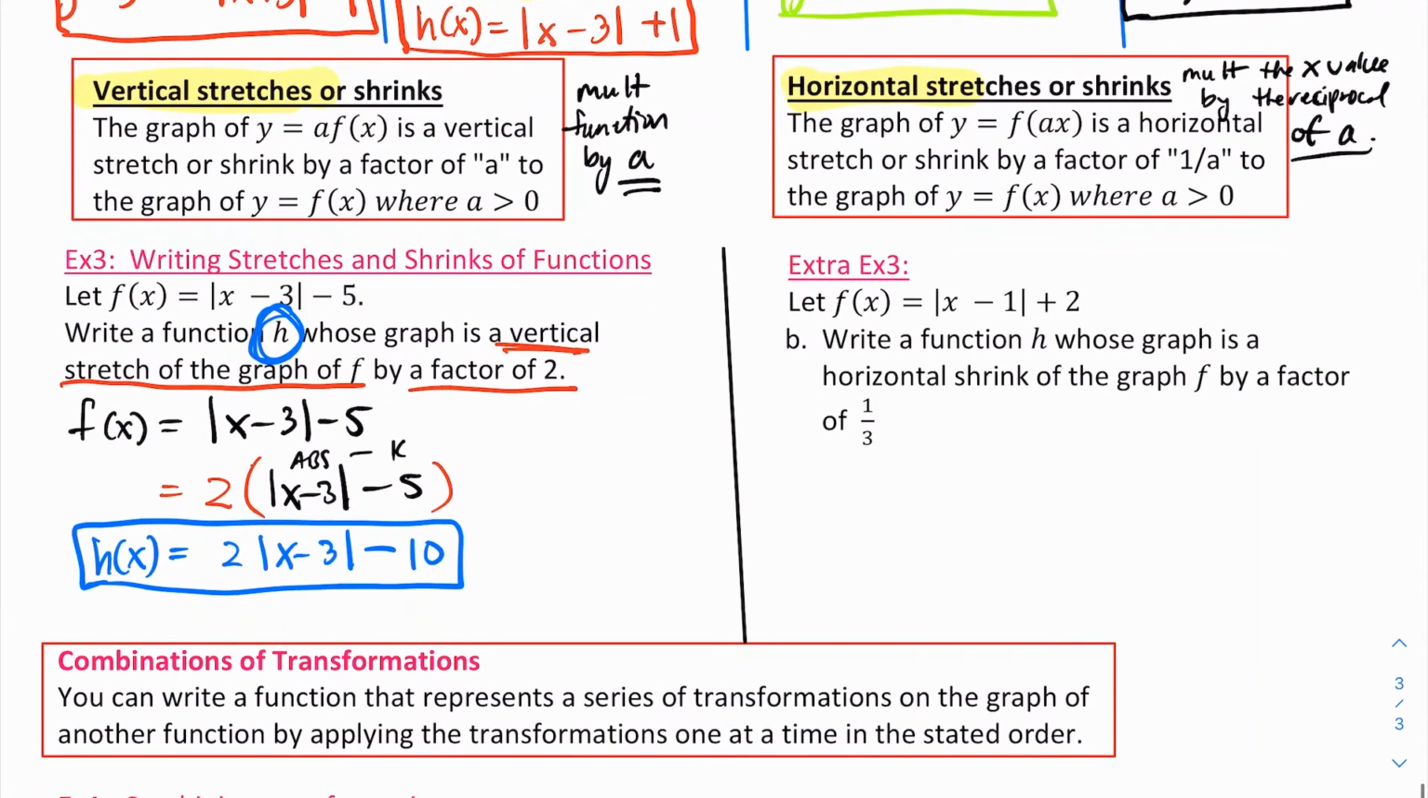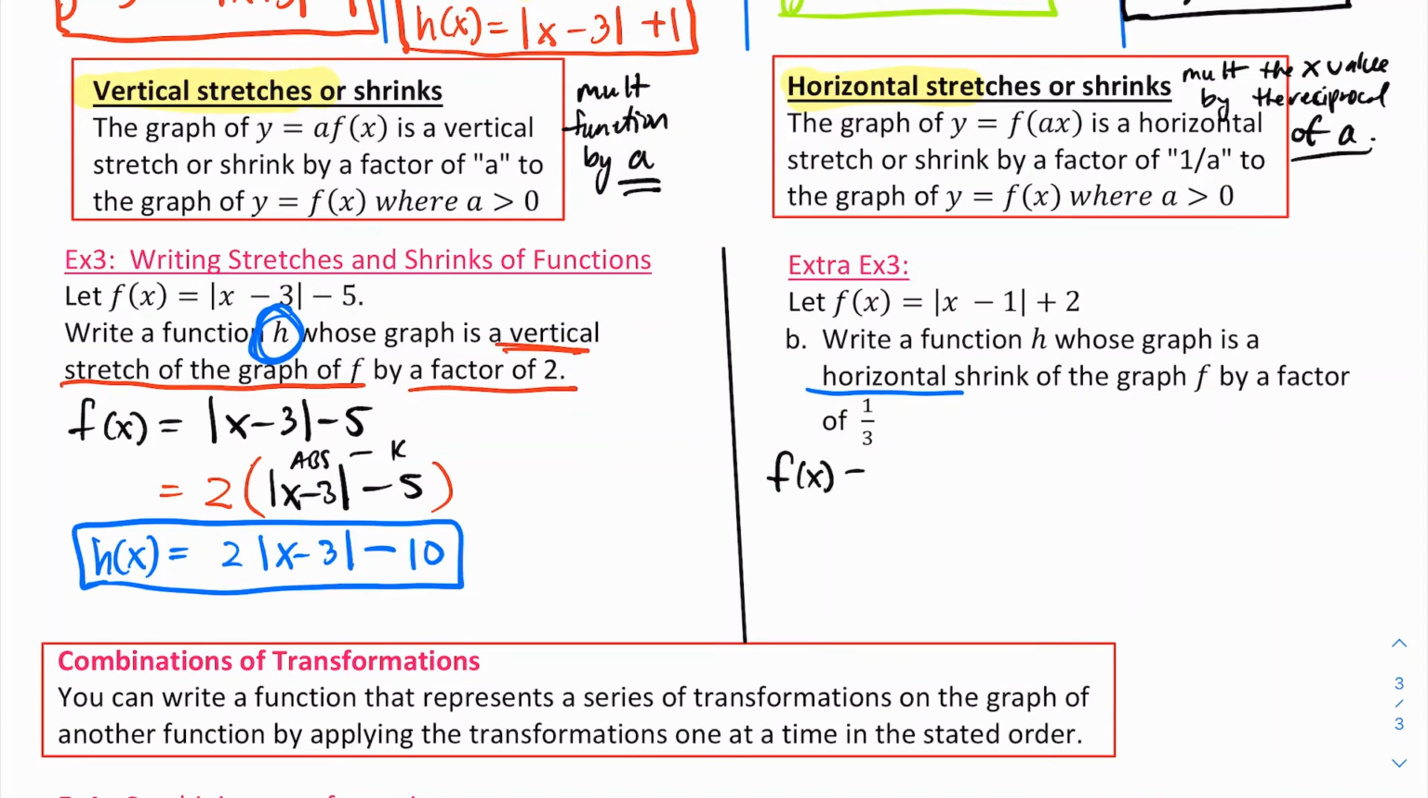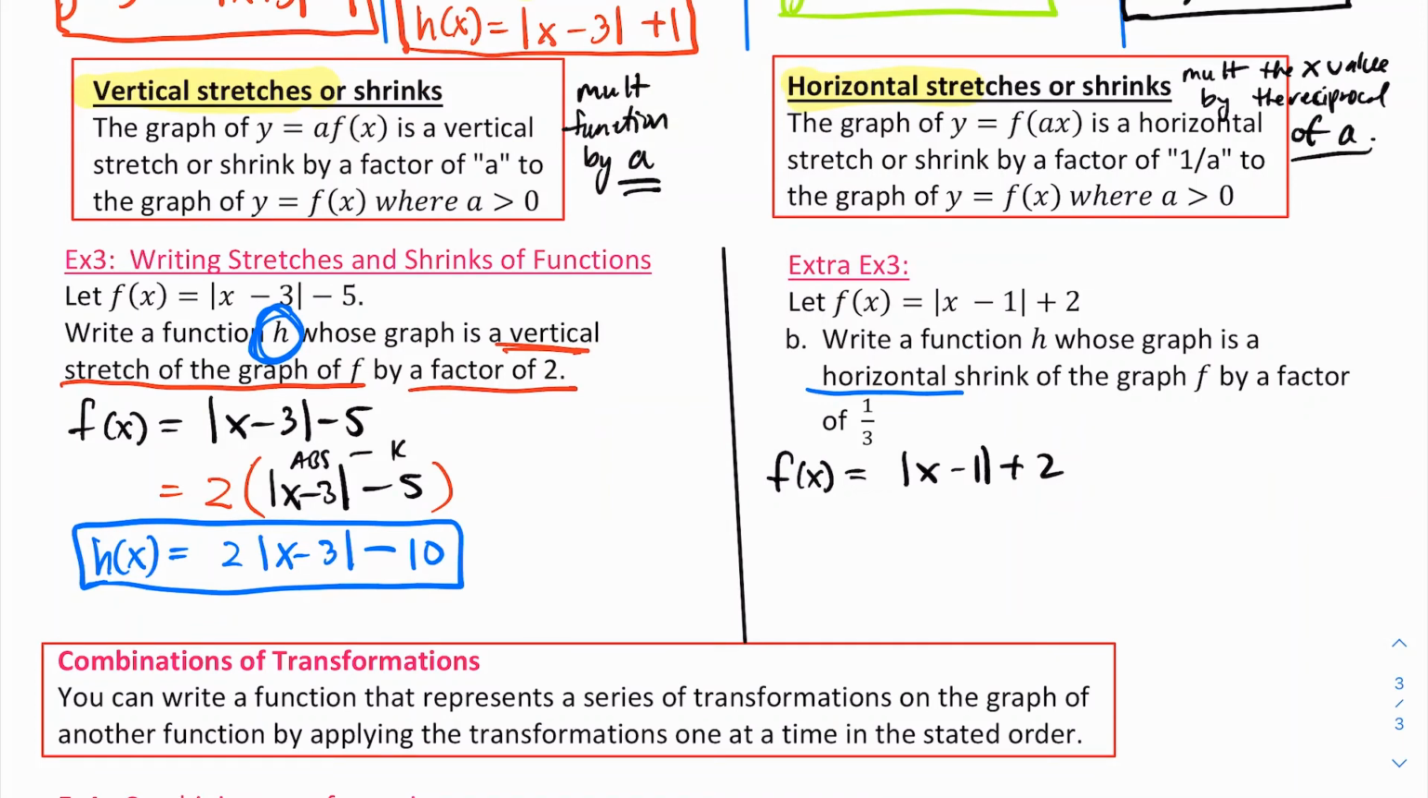For the second one, this one's horizontal. So again, we have the f of x function that's given, the absolute value of x minus 1 plus 2. And in this case, they want us to do a horizontal stretch. So to do a horizontal stretch, in this case, you take the, and it's 1/3.